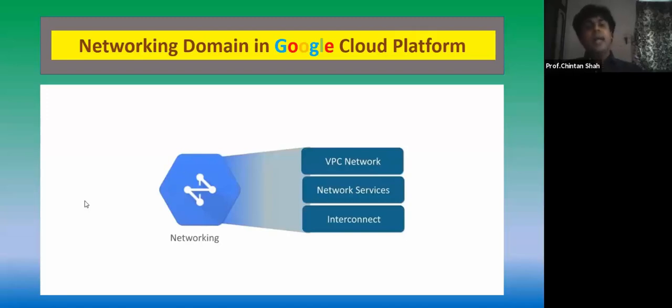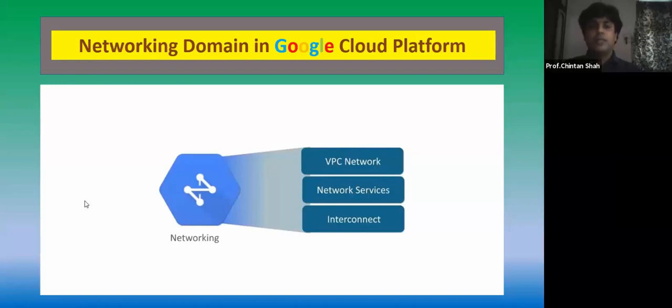And the third and final service in the networking domain is the interconnect service. Interconnect service is used whenever you want to connect the on-premises network to Google Cloud Platform. What your interconnect service does is create a VPN, that is a virtual private network, between the on-premises network and Google Cloud. So this is what the interconnect service offers to you.